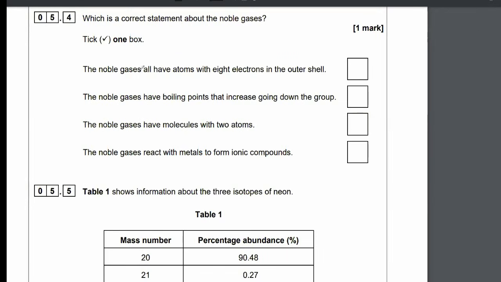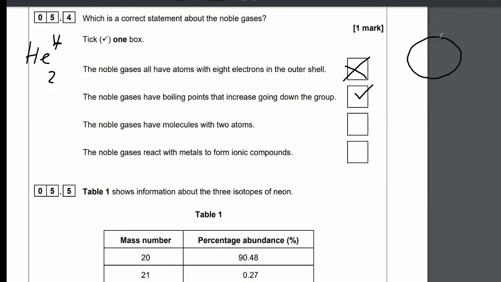So the noble gases all have atoms with 8 electrons. Well, no, the first noble gas is helium with a mass number of 4 and only 2 protons, so only 2 electrons. So they don't all have 8 in the outer shell. So that is definitely wrong. The noble gases have boiling points that increase down the group. Of course, that's actually our correct answer.